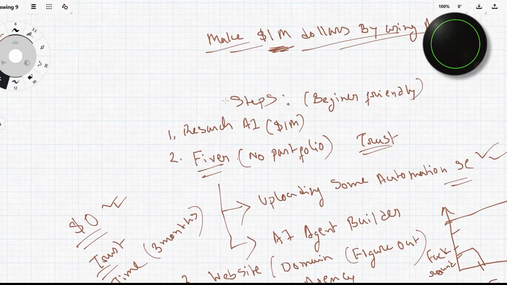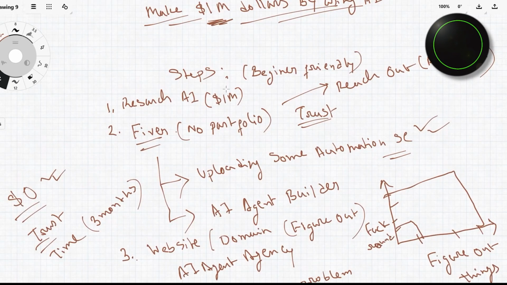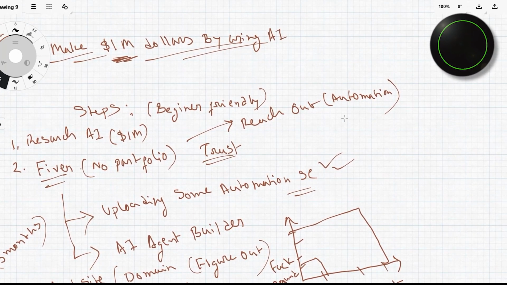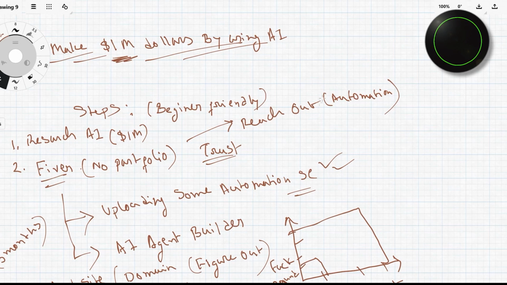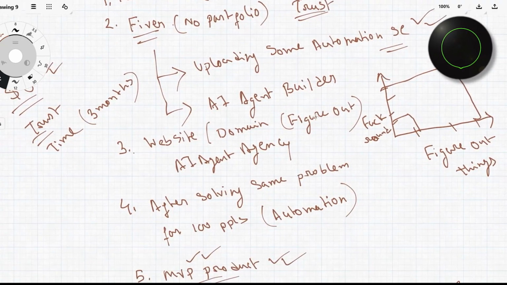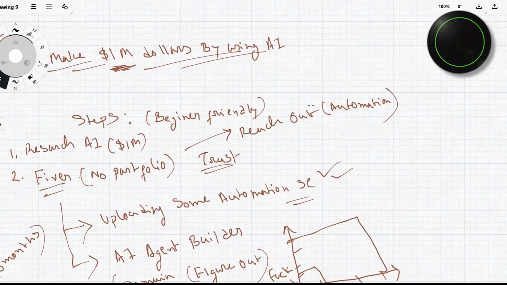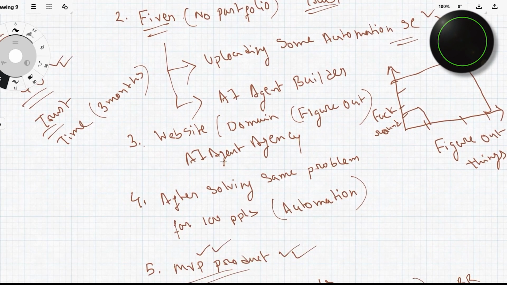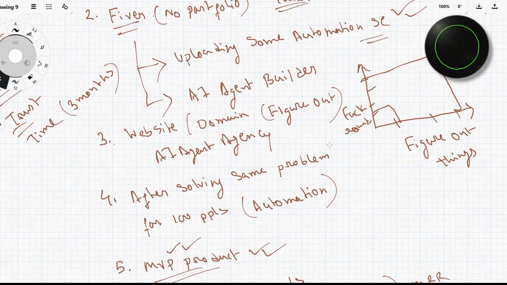Let's recap one time. What we are going to do is first research, and after researching we will create a portfolio and some automation screenshots, and then we will reach out to the people who want our services. Then if we are able to find people and crack, let's say, 10, 20 or 100 people, next we will create a website and domain and convert it into our AI agent agency. After that we will reach out to more people.